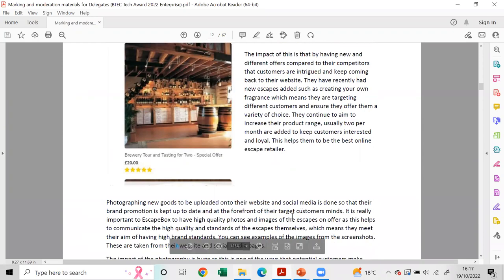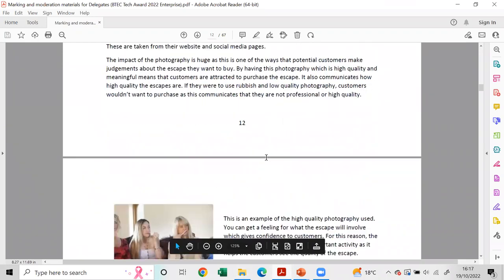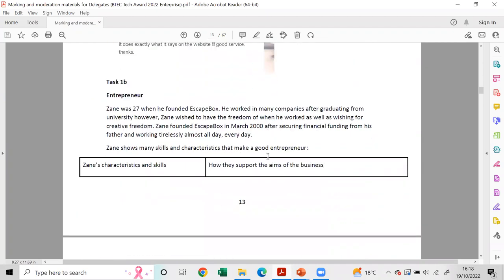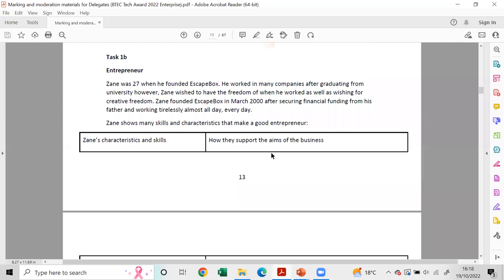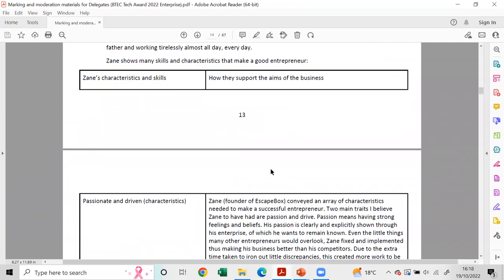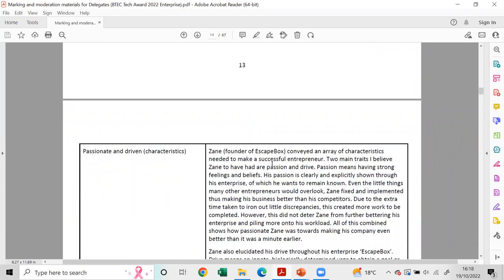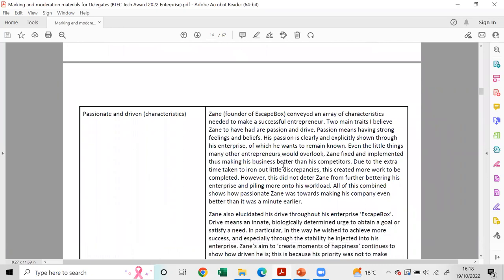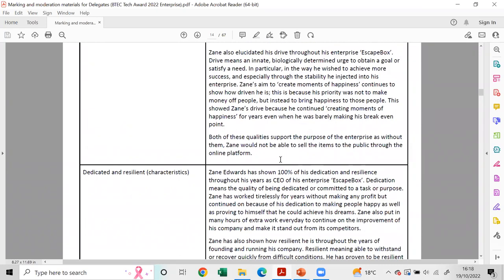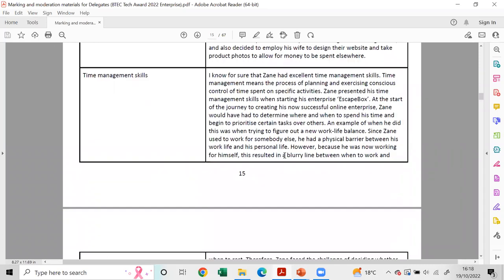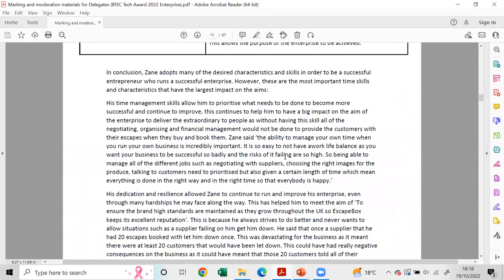And I want you to go through and have a look at the first task. And again, try and look at it holistically with the second part as well. And then look at the entrepreneurs, and in this case, it's looking at Zane. Again, this person's actually put it in a table. You don't have to put it in a table. In fact, sometimes tables can restrict the detail, but have a look and see what they have said about skills, characteristics, how they link to the aims. And again, have they made judgments, and where you would put this?